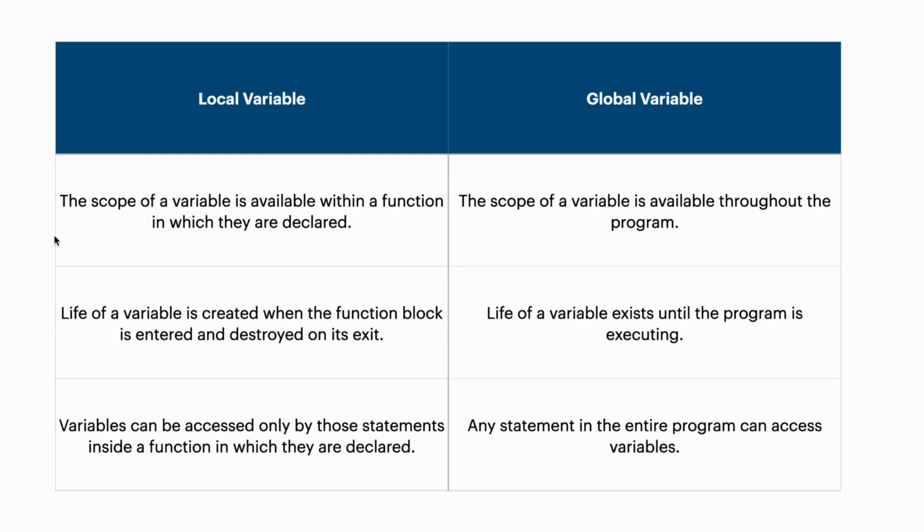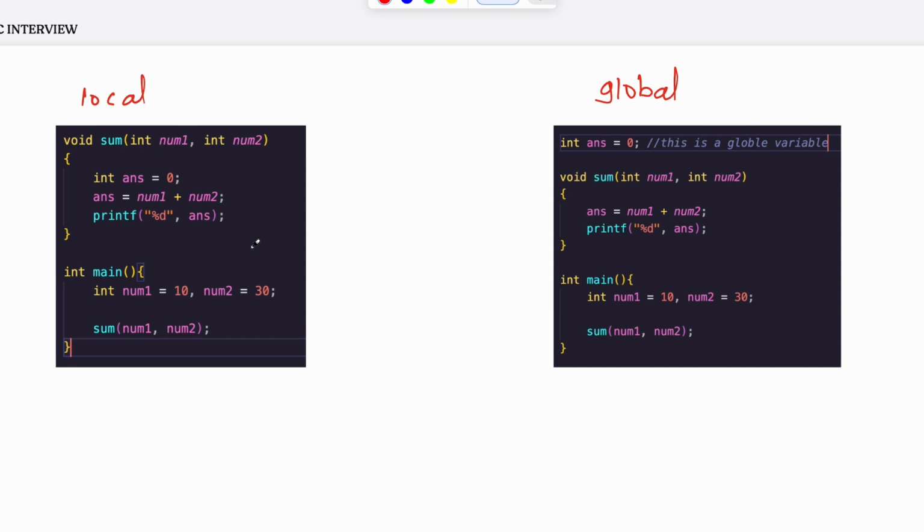So the first point for my local variable is, the scope of the variable is available within the function in which it is declared. What does it mean? See, answer is declared inside the sum function. So the scope of this answer is only within this function. The moment my control comes out of this function, this answer variable no longer exists. And this is the reason why we cannot access this answer variable outside the sum function.